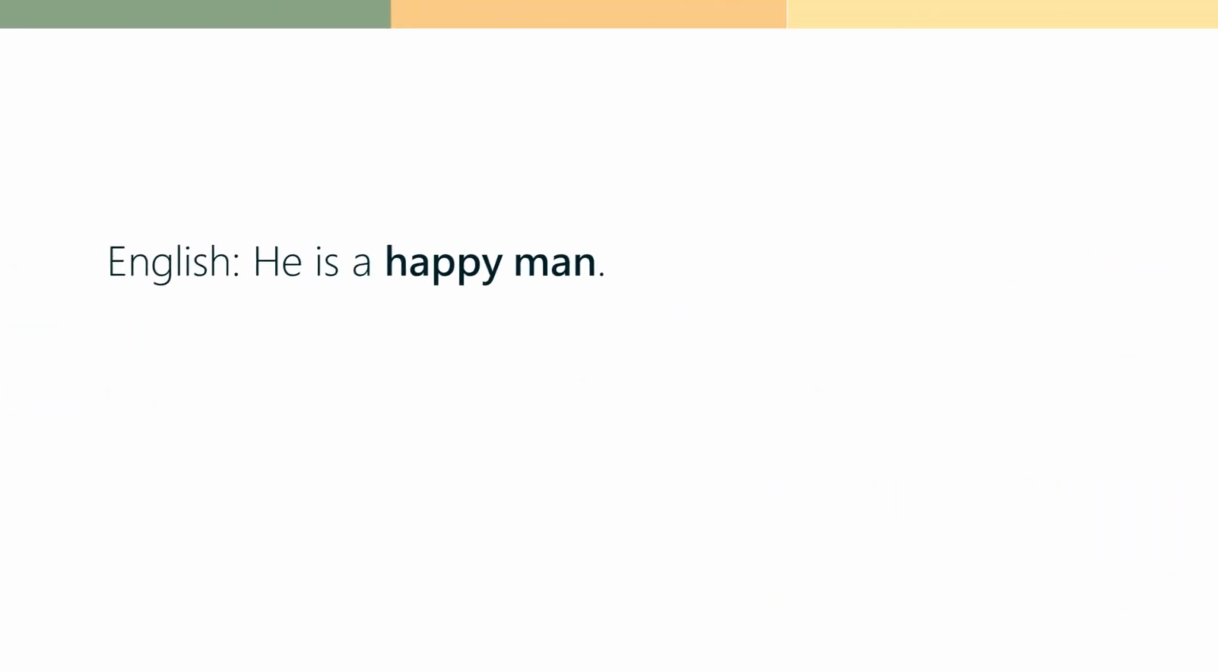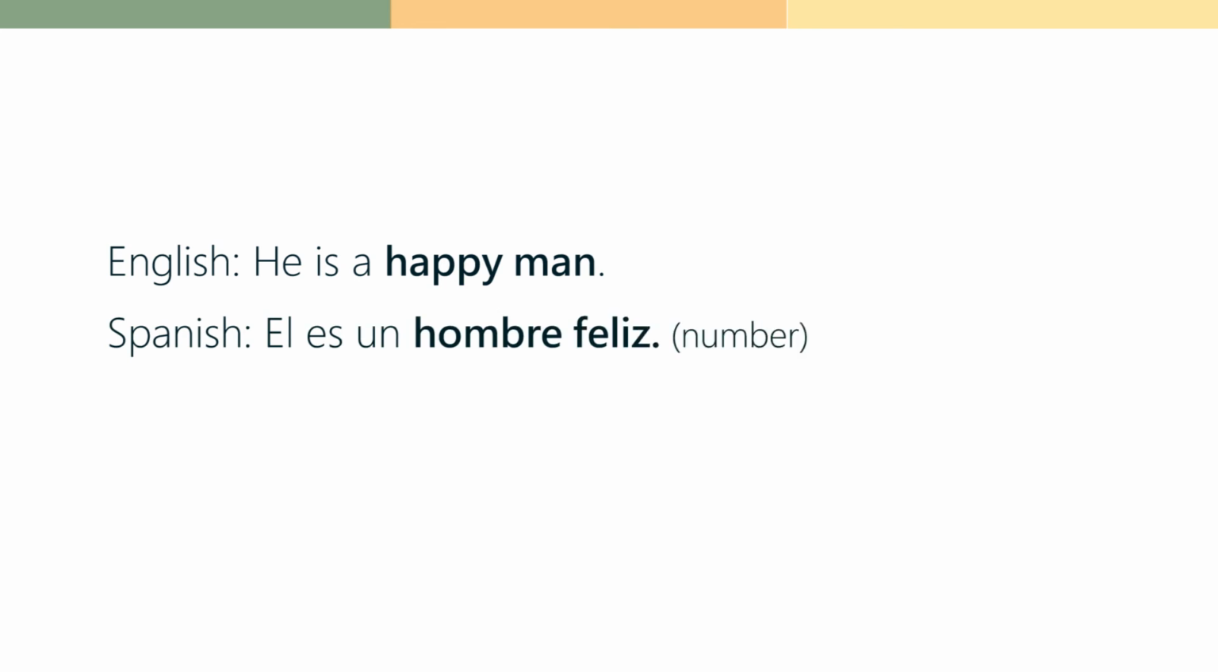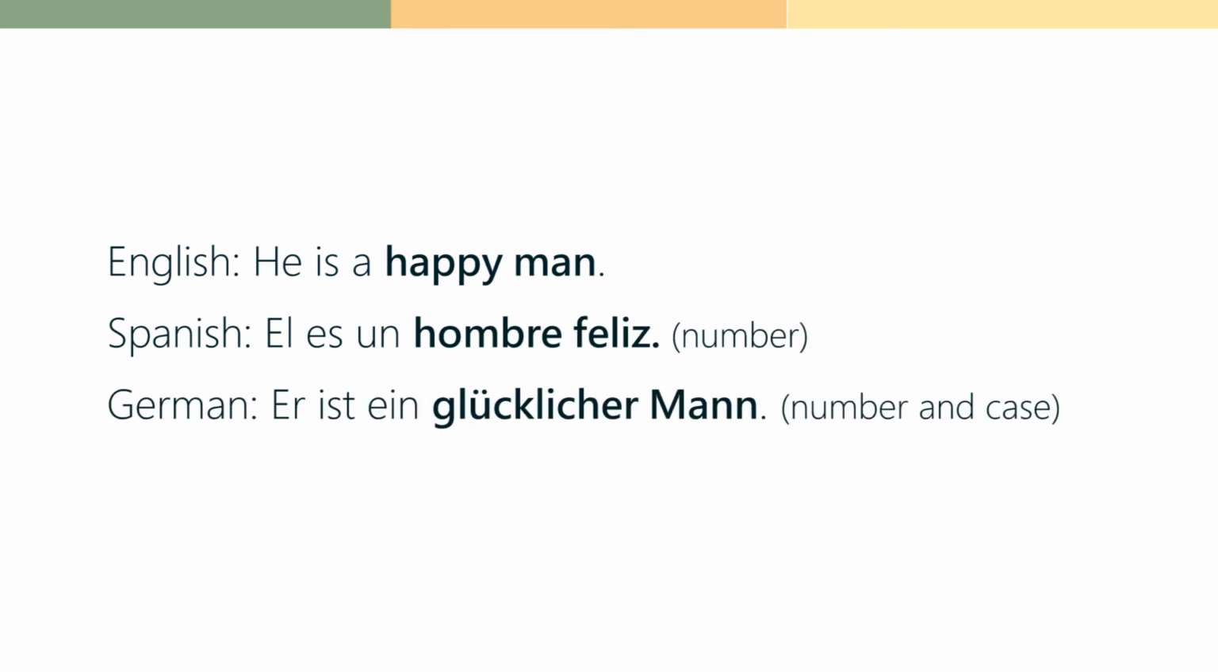So in English, adjectives are not marked for number, are not marked for case. In Spanish, they are only marked for number. In German, they are marked for number as well as case. So there's more morphology on adjectives in German than Spanish, and there's more adjective morphology in Spanish than English. So English has the least adjective morphology.